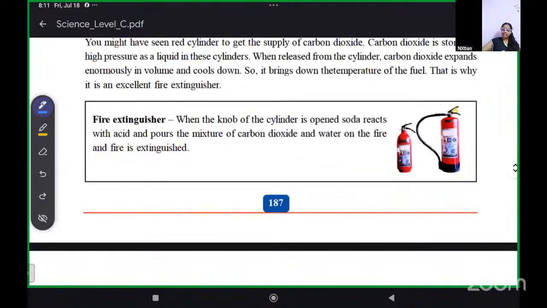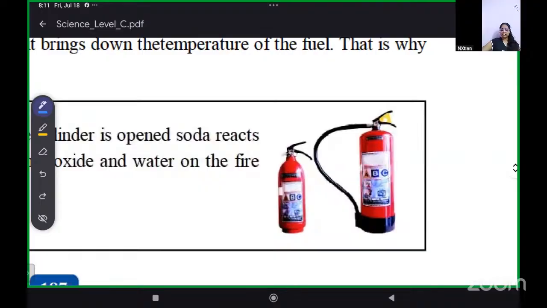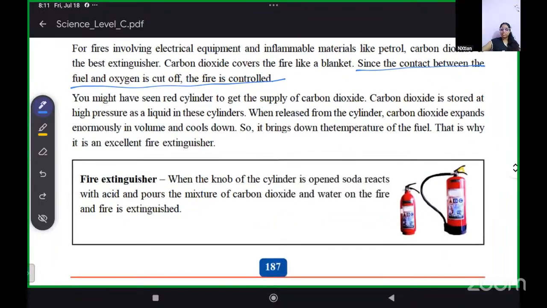It's a red cylinder like this. That is a fire extinguisher. You must have seen a red cylinder to get the supply of carbon dioxide. Carbon dioxide is stored at high pressure as a liquid in these cylinders. When released from the cylinder, it expands enormously in volume and then cools down. So it brings down the temperature of the fuel and cuts off its air supply, and that is why the fire extinguishes.